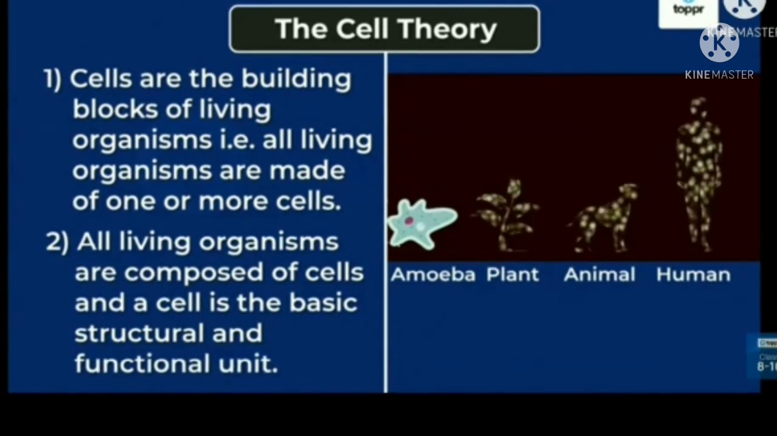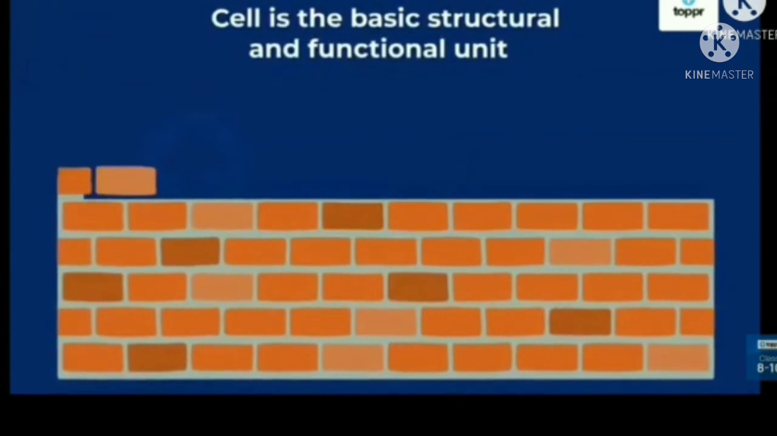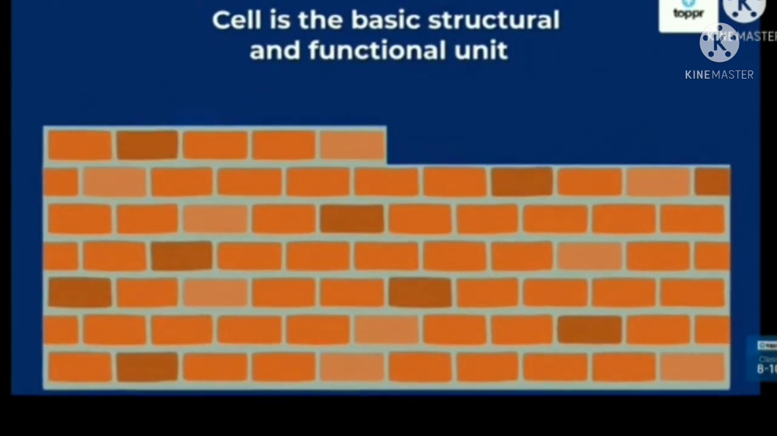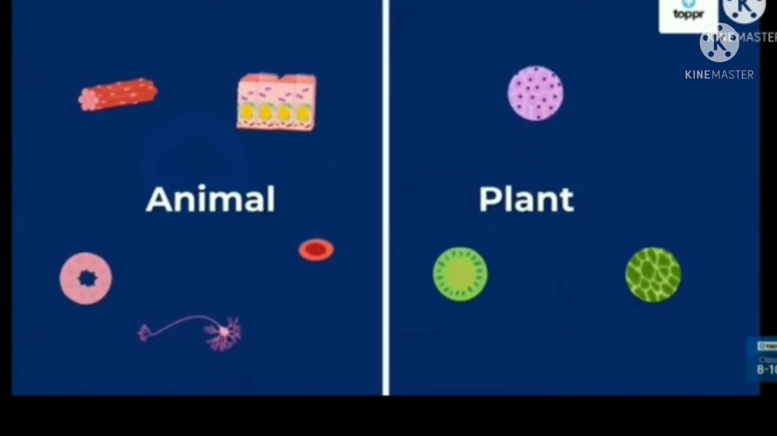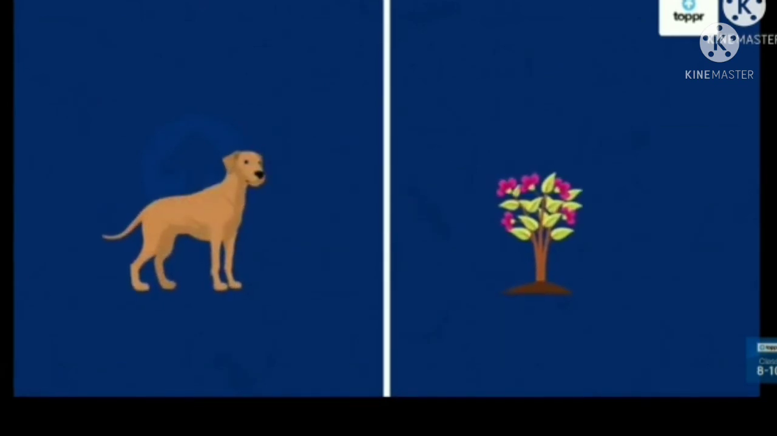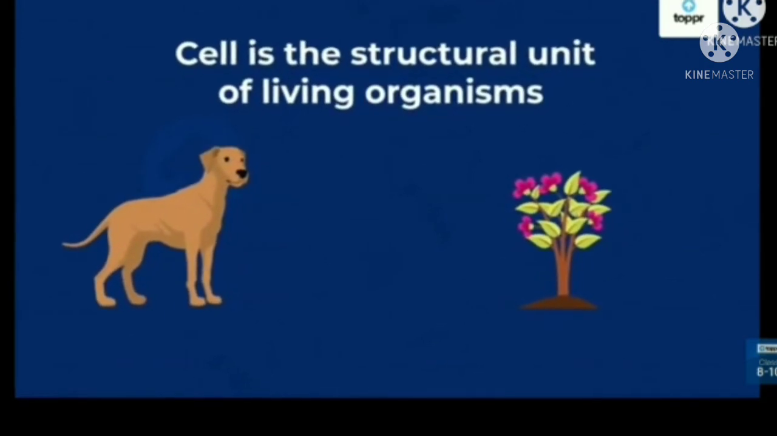Let us try to understand the second statement. Take a look at the structure of a wall. This is made up of many units of bricks. In exactly the same way, the structure of an entire animal or plant is made up of many units of cells. This is why the cell is called the structural unit of living organisms.